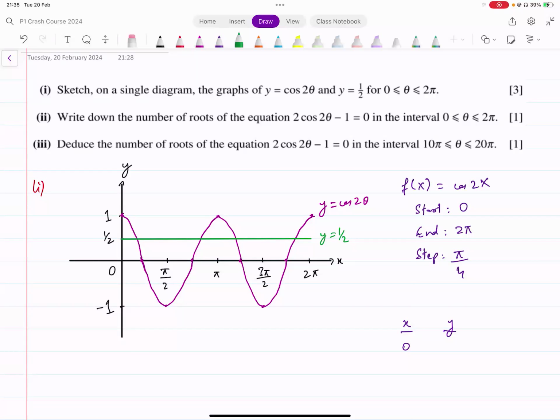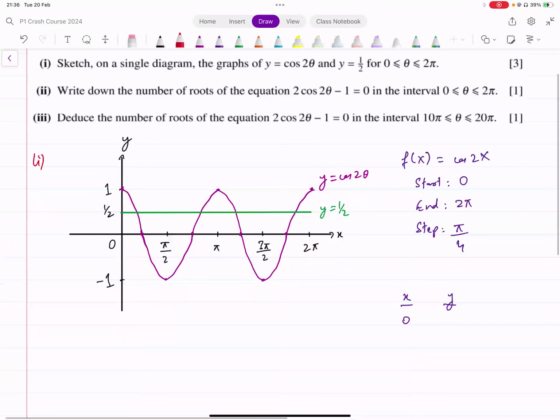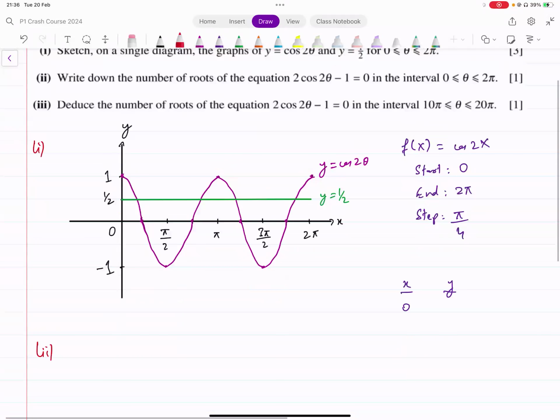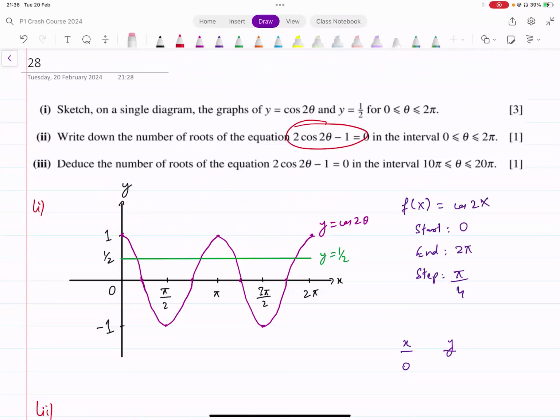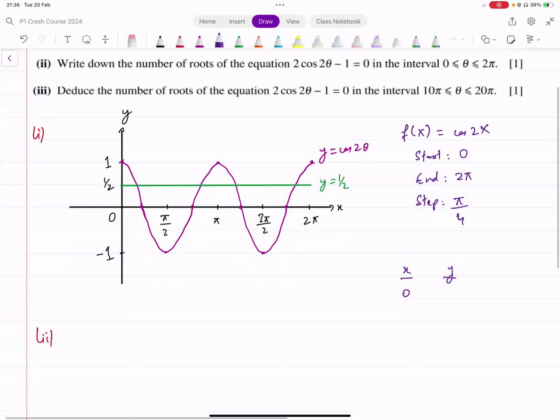Okay, now the second part asks you to write down the number of roots of this equation, 2 cos 2 theta minus 1 equal to 0, in the interval 0 to 2 pi. Now, how is this equation related to what you have done in the first part, the graphs that you've drawn? Remember graphs of functions, O levels? How did you use to solve equations like these using graphs?